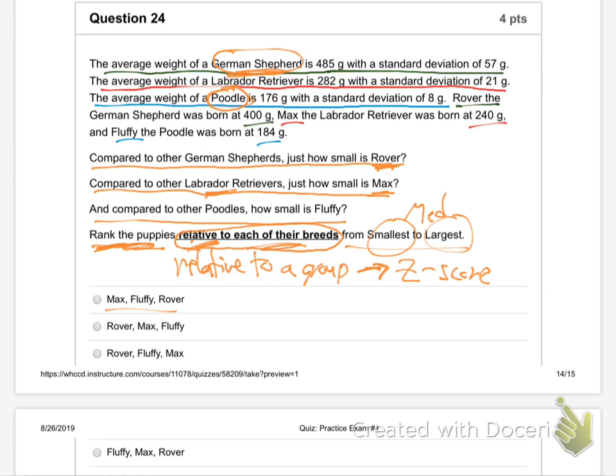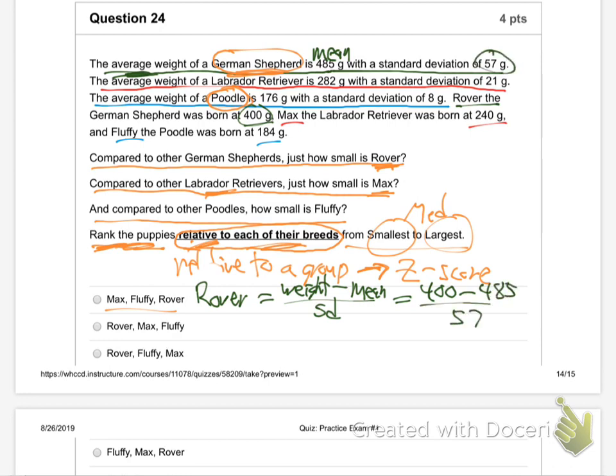So let's start with Rover. I'll do Rover in the green since I started him that way originally. Now how do you do z-score? It's Rover's weight minus the mean over the standard deviation. What's Rover weigh? Rover, 400 grams, minus the mean for German Shepherds. Mean is average, so that'd be 485, over the standard deviation for German Shepherds, 57.